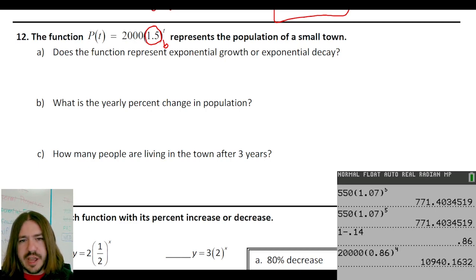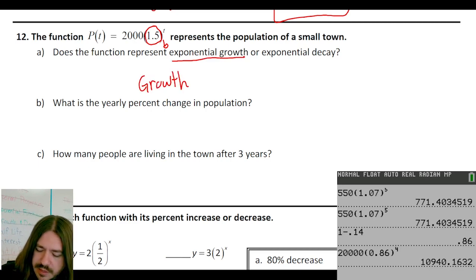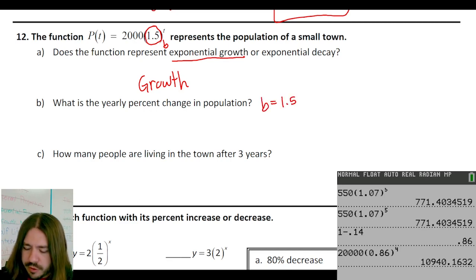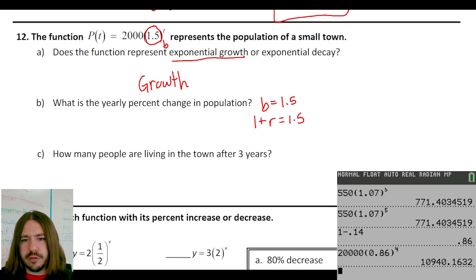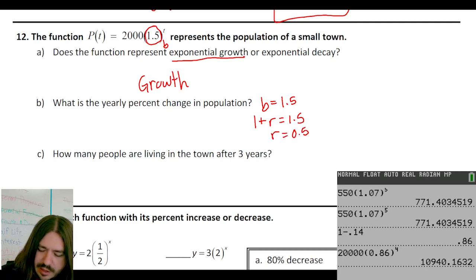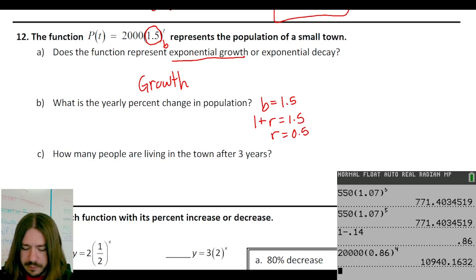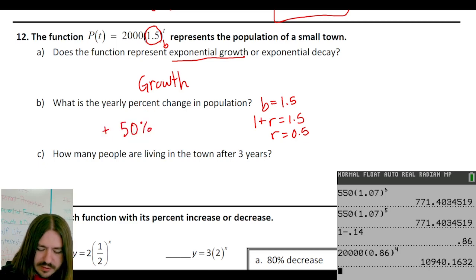What is the yearly percent change in population? So if the b value is 1.5, and we know that for growth, the b value is 1 plus the rate. So 1 plus the growth rate is going to be 1.5. If I subtract 1 from both sides, I get r equals 0.5. So as a percent, the yearly percent change is going to be plus 50%. So it's a 50%, I guess maybe a better way to say this would be 50% growth.